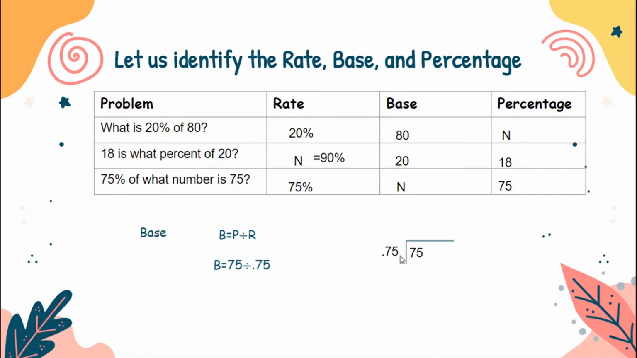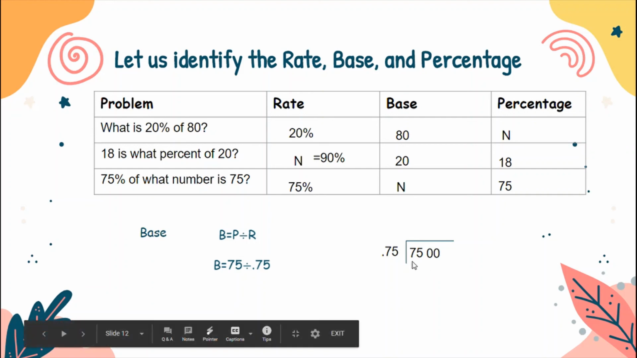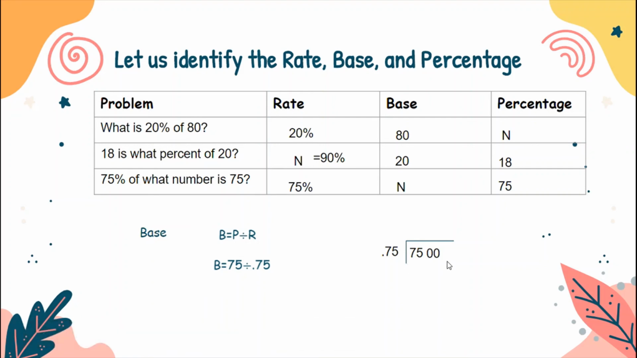1, 2. Since we moved the decimal point 2 places to the right, we will also move the decimal point of 75, which is here, 2 places to the right. So 1, 2, and then affix 2 zeros. After we move the decimal point and add zeros, we can start dividing. 75 divided by 75 is 1. 1 times 75 is 75. 75 minus 75 is 0.